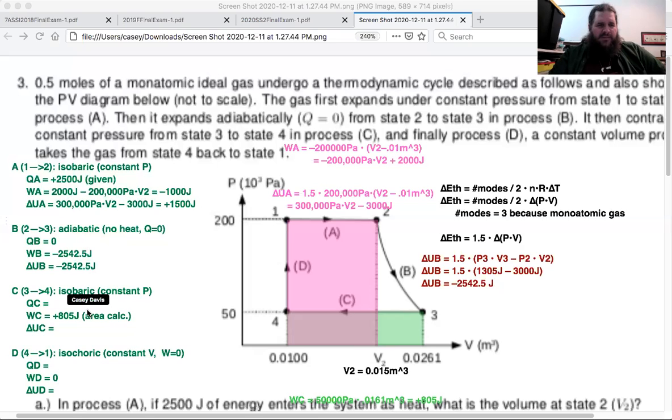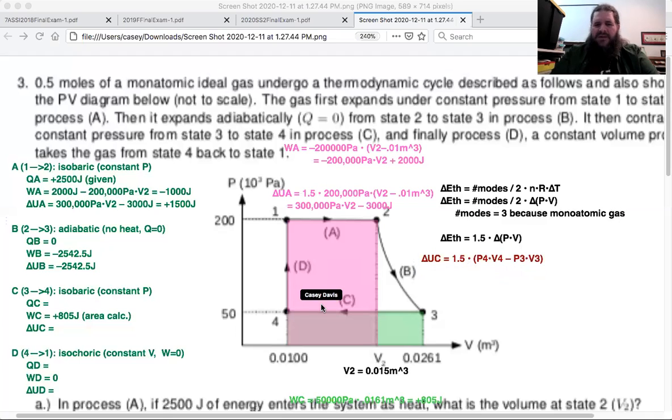All right, then let's try applying the same steps to process C and process D, because in both of those, we know the amount of work. If we can find delta U, then that's the same as the amount of heat. So for process C, we've got 1.5 times delta PV, so that's P final times V final minus P initial times V initial.